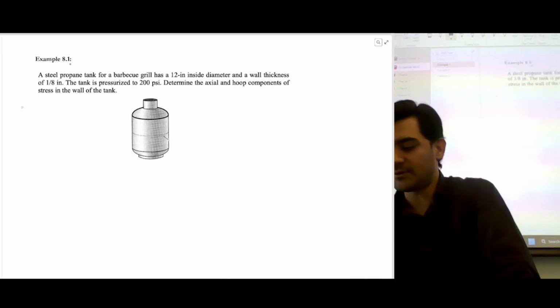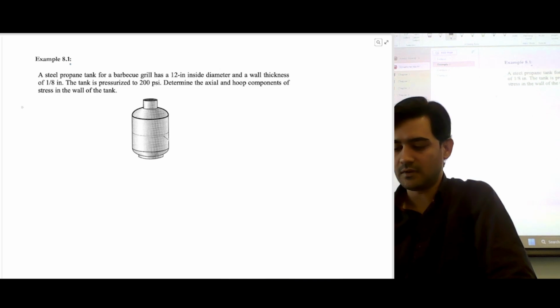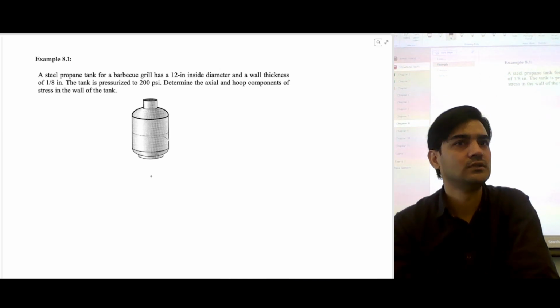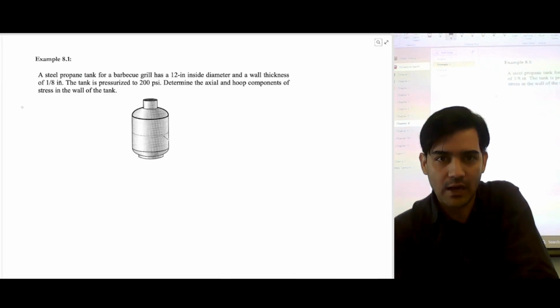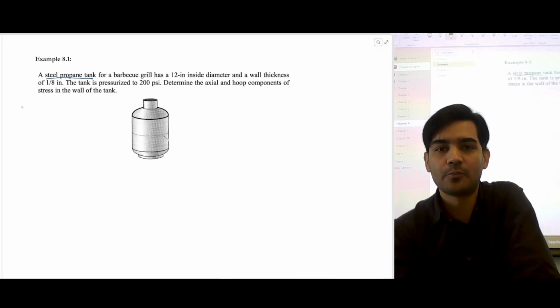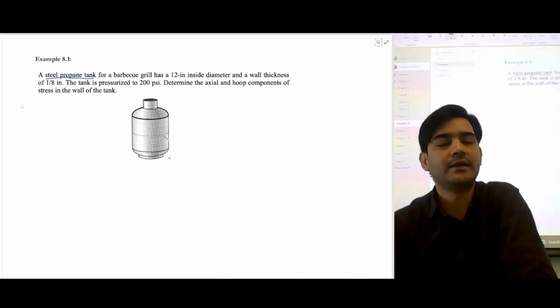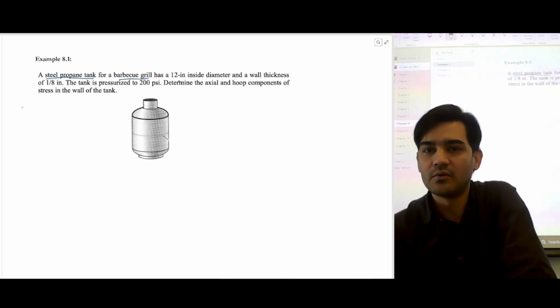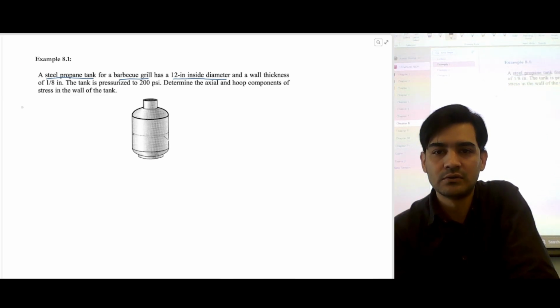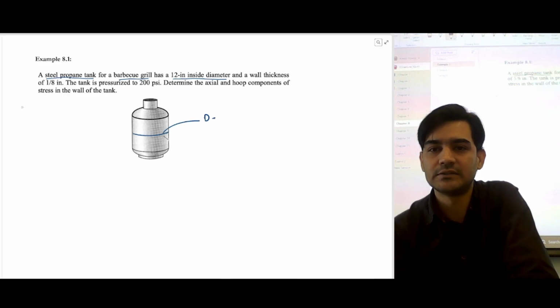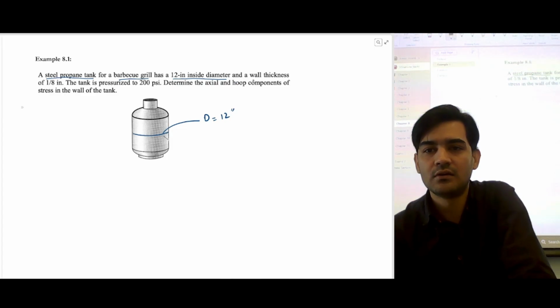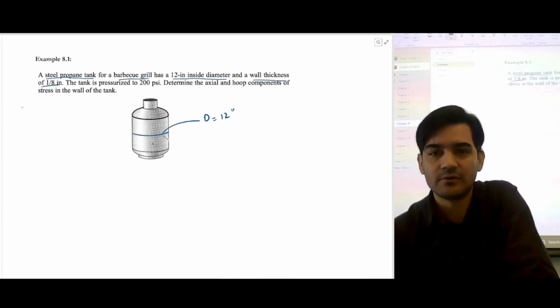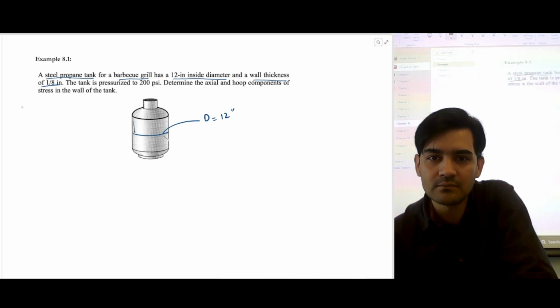So in this chapter we have two examples, 8.1 and 8.2. In 8.1 it says we have a steel propane tank. So it's a propane tank, it has propane in it for the barbecue grill, and it has a 12-inch inside diameter. So the diameter for this is 12 inches, and the wall thickness is 1/8 inch, right? So it also has some thickness.